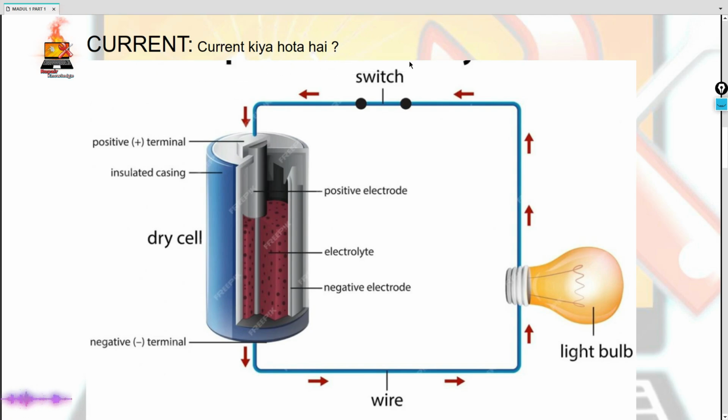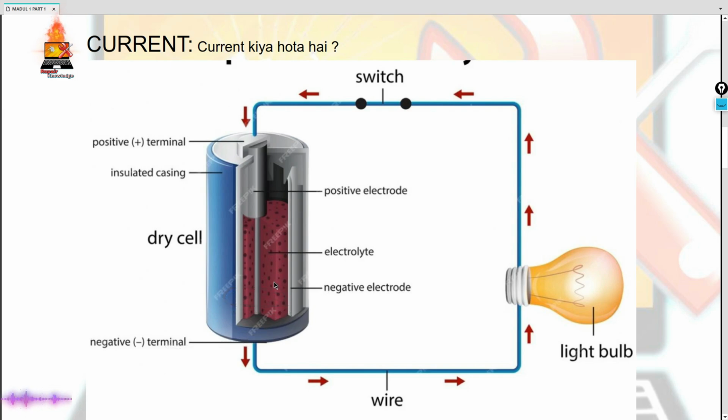Let's start. Here you can see, what is this current, friends? If you know, you have good knowledge. If you don't know, I'll tell you what the current is. As you can see in this picture, we have a battery, and the battery is connected to a bulb. This part is the positive terminal, and this part is the negative terminal. There are two terminals, one positive and one negative. Anyone can tell this.